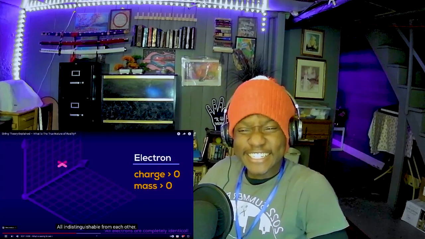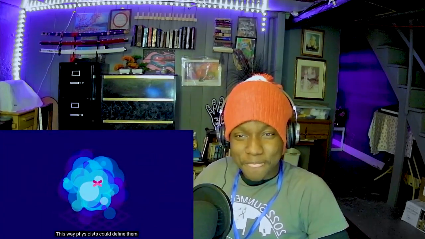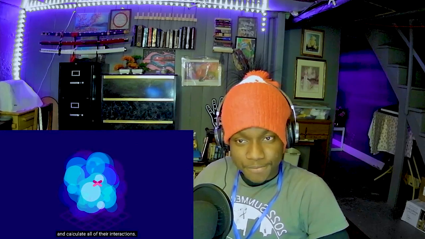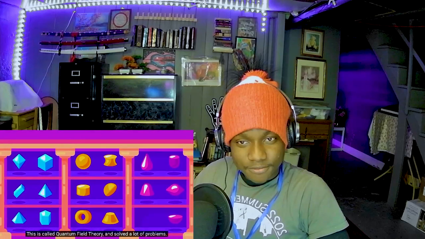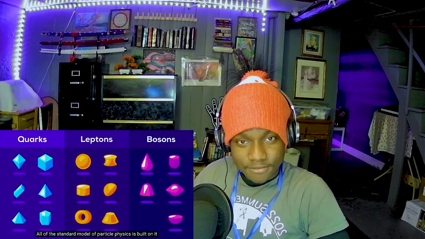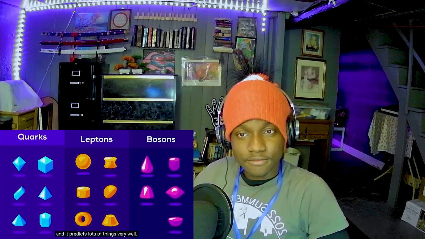Mass, all indistinguishable from each other. This way, physicists could define them and calculate all of their interactions. This can be made precise in quantum field theory, and this solved a lot of problems. All of the standard model of particle physics is built on it, and it predicts lots of things very well.